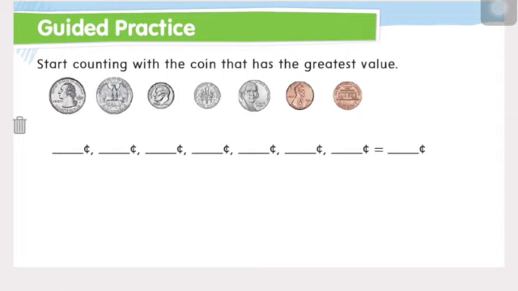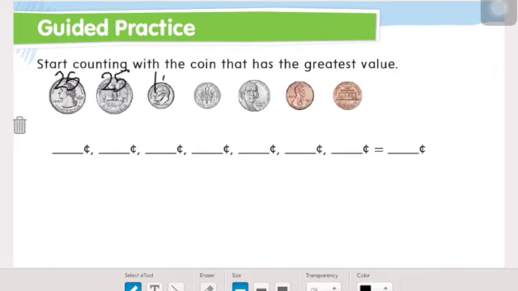Start counting with the coin that has the greatest value. So our coins are already put in order from greatest to least. Let's go ahead and write out how much they're worth. So these first two are quarters, dime, dime, nickel, penny, penny.